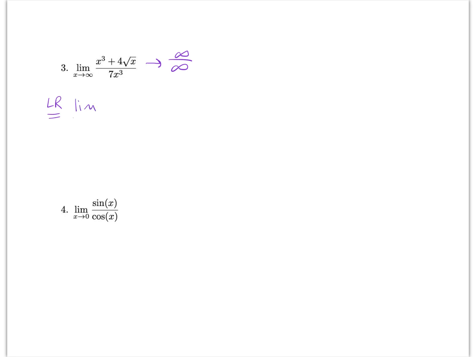So this is going to become the limit as x goes to infinity. The derivative of the numerator is 3x squared plus 2x to the negative 1/2. And the derivative of 7x cubed is 21x squared. Now, if I try to plug in infinity at this point, I get infinity plus 0 over infinity, which is still infinity over infinity. So I'm going to apply L'Hopital's rule again.